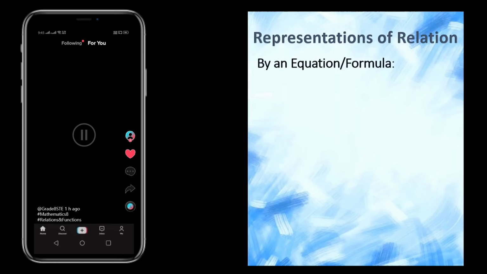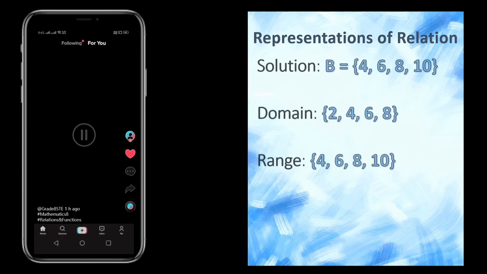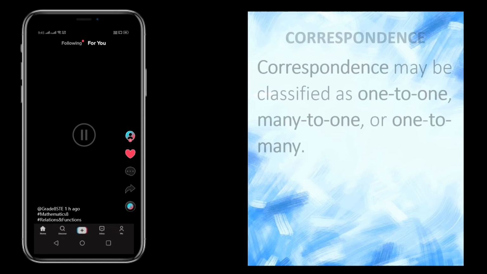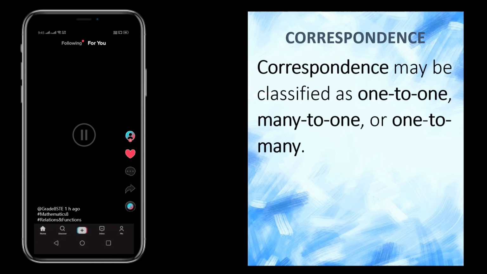For the equation, gamitin natin yung observation natin. So, para magkaroon daw tayo ng y, add lang daw tayo ng dalawa sa x. Hence, we have y equals x plus 2. So, our set B contains 4, 6, 8, and 10. Our domain has 2, 4, 6, and 8. While sa range naman, meron siyang 4, 6, 8, and 10. We can also observe a variety of relations based on their correspondence.